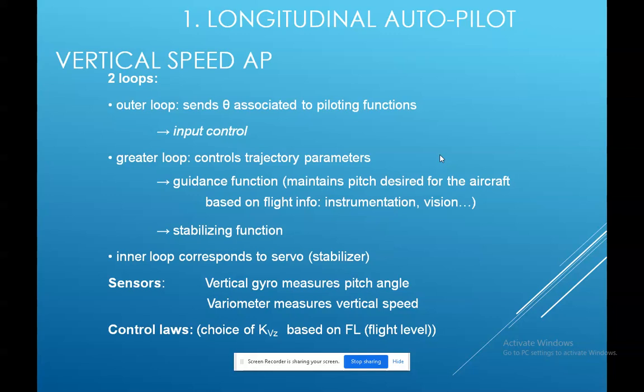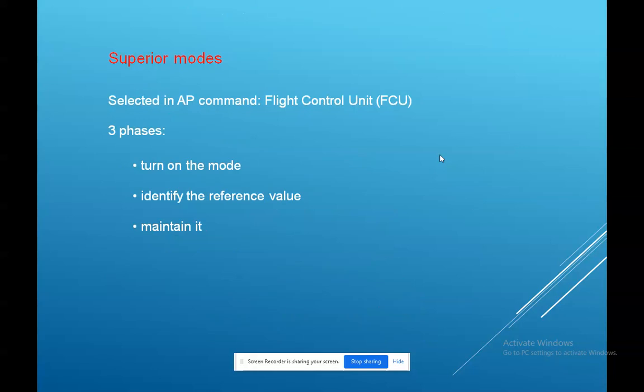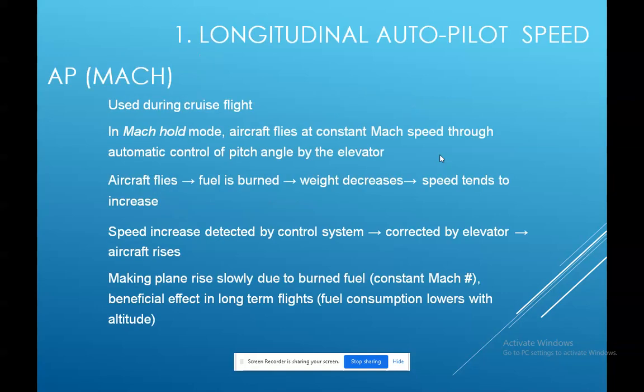The sensor used is the gyrometer, which will measure the pitch angle as well as the vertical speed. Here there are three phases, one command, that is the flight control unit command. The three phases are turning on the mode, identifying the reference value, and maintaining it. These are the three phases involved in the superior mode.